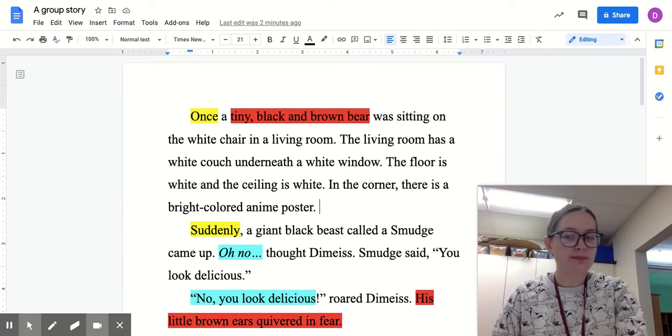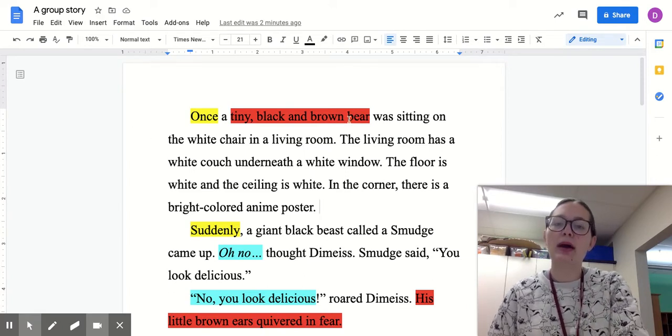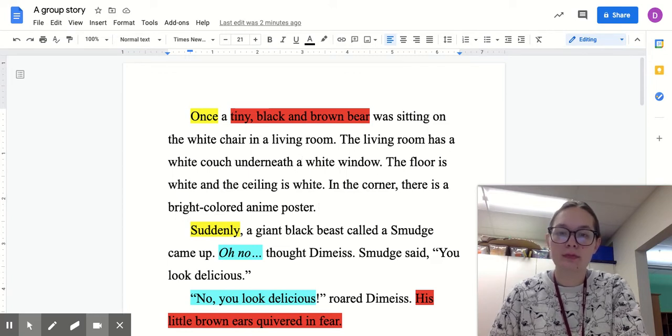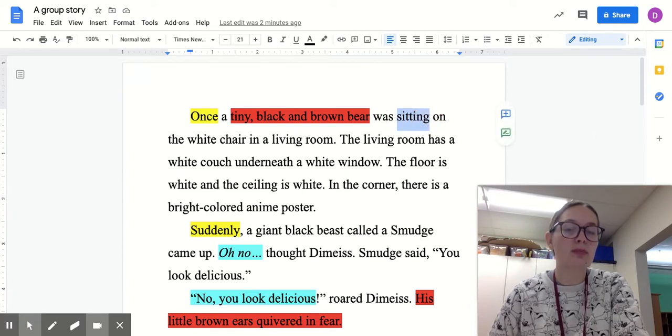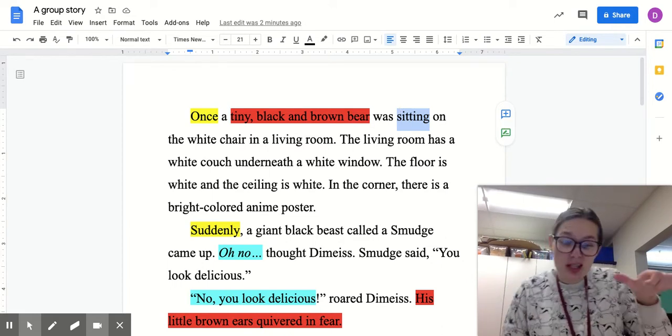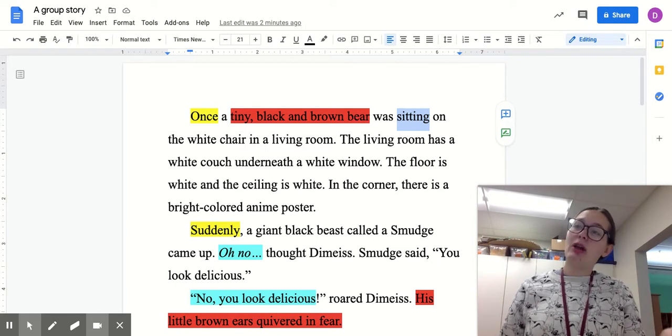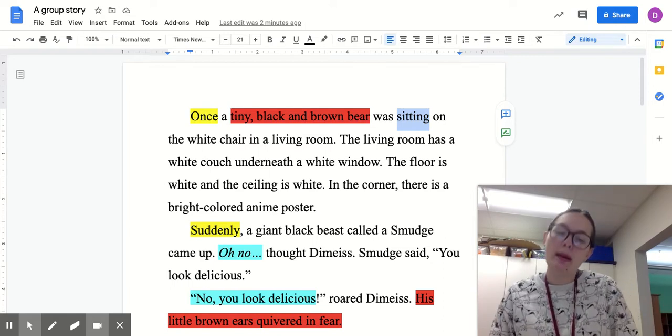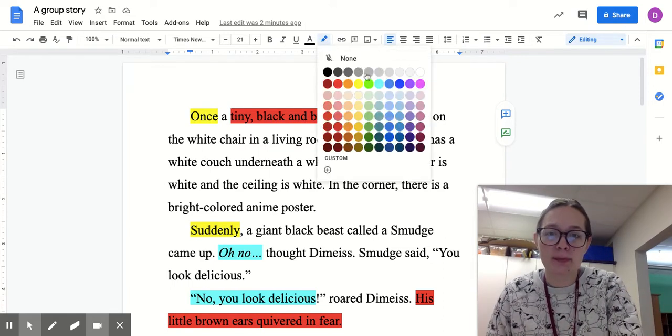So for example, once a tiny black and brown bear was sitting on the white chair in a living room. Okay, the verb in this sentence is sitting, because that's what the tiny black and brown bear was doing. He's sitting on a chair. Now, sitting to me is like, it's an okay word. I mean, it describes what they're doing. They're sitting, but it could be way more interesting. So I'm going to highlight this pink.